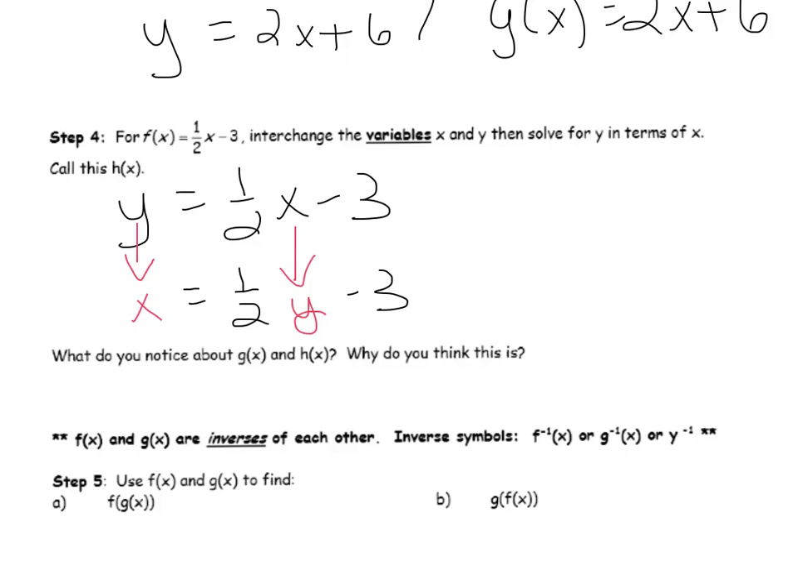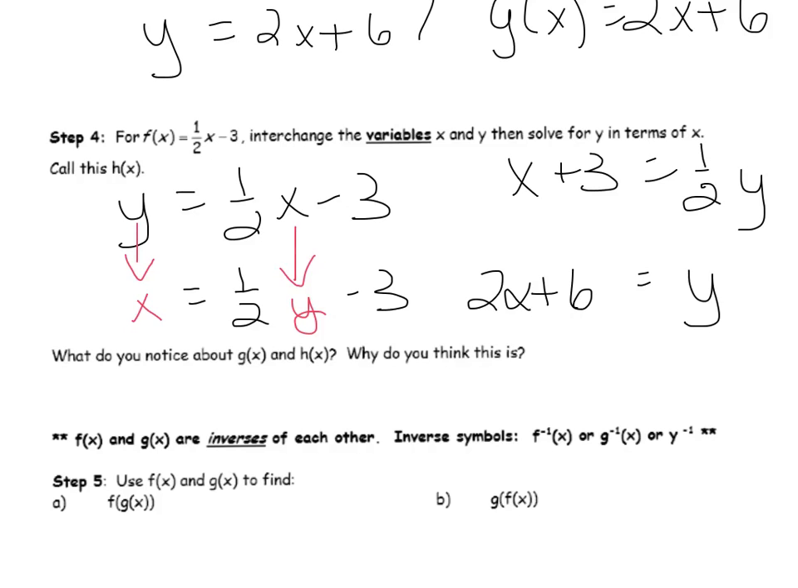Now you need to solve that for y, so I'm going to add 3 to both sides, multiply by 2, and I end up with 2x plus 6. And I'm going to call that h of x. So what do you notice about h of x here and our g of x up here? It should be the same thing. And then write a sentence now about why you think that should happen, or why you think that did happen.